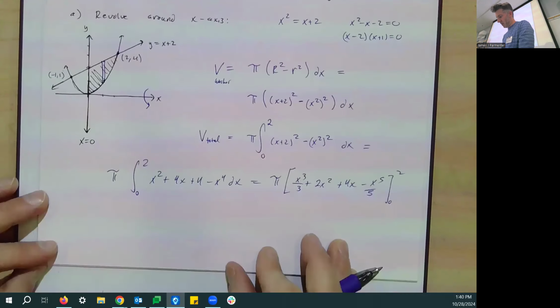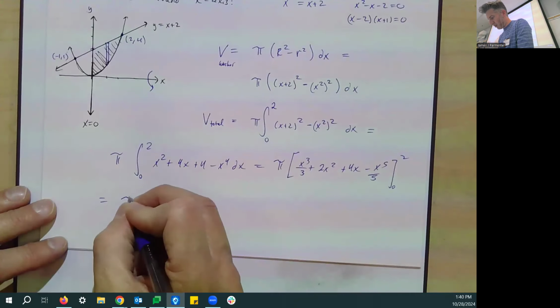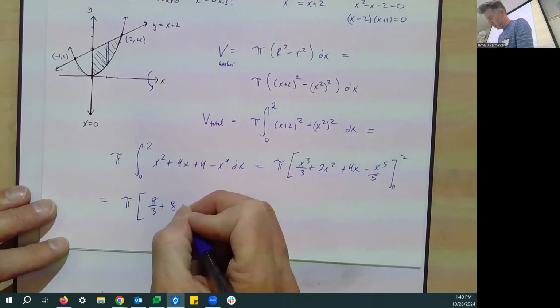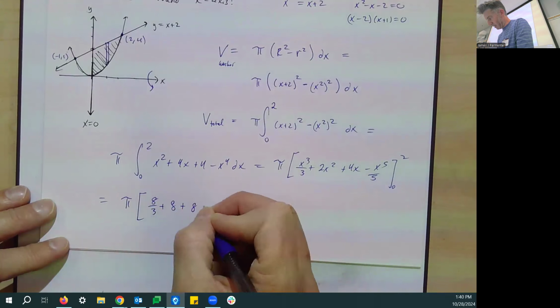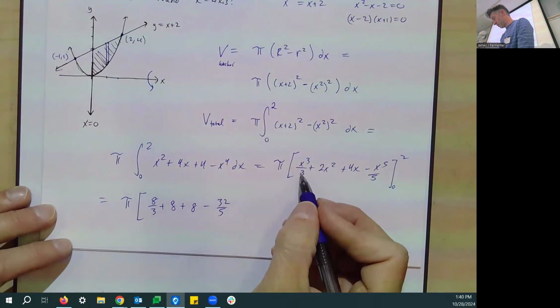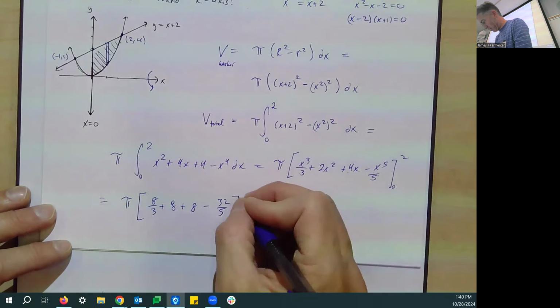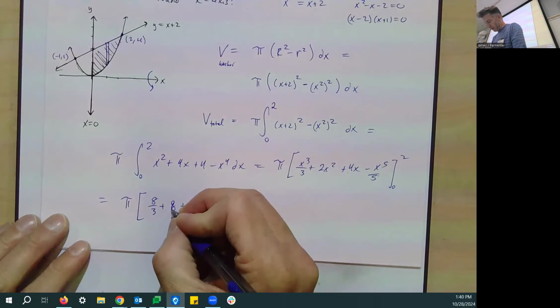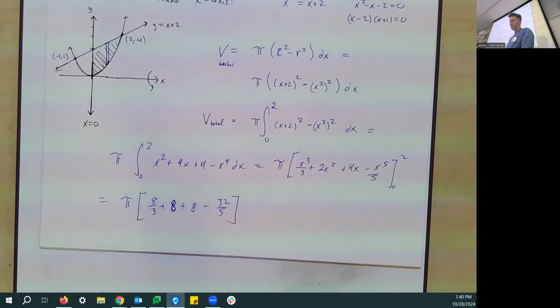And then if you're taking a test, you just plug it in and you stop. You get 8/3 plus 2 times 4 plus 4 times 2 minus 32 over 5. Check to make sure that when you plug in 0, they're all 0. Yep, they are. So don't even write anything down and stop right there. Don't do more unless you are compelled to. You've done everything else on the exam that you can.